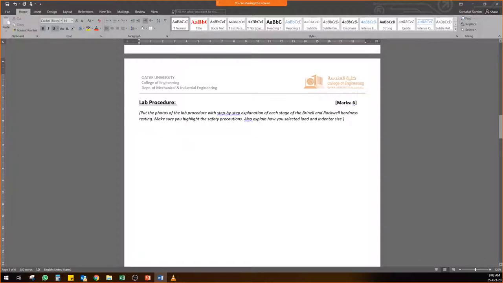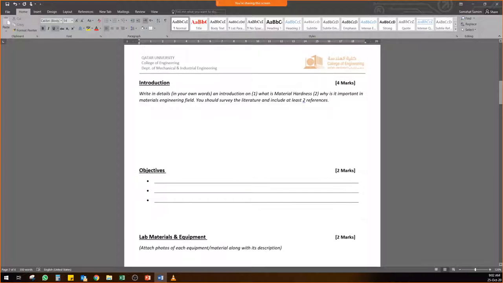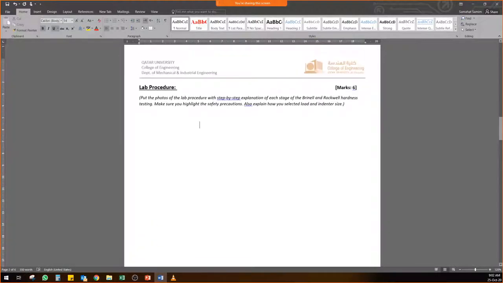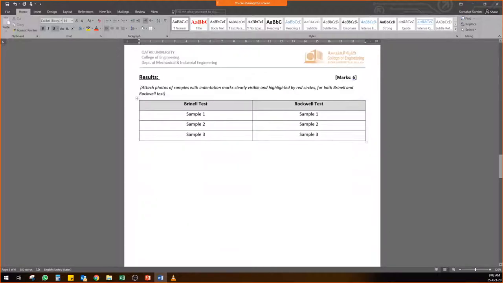So introduction, 4 marks done. Objectives, 2 marks. Lab materials, 2 marks. And then procedure, 6 marks. Coming up next is the results. In this one, attach photos of the sample with indentation.